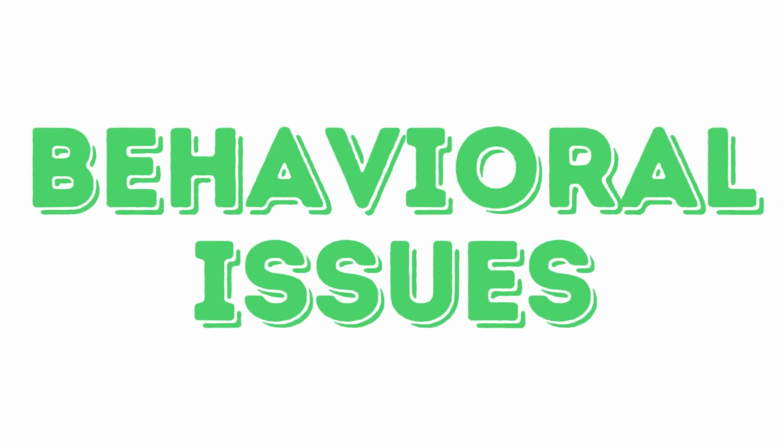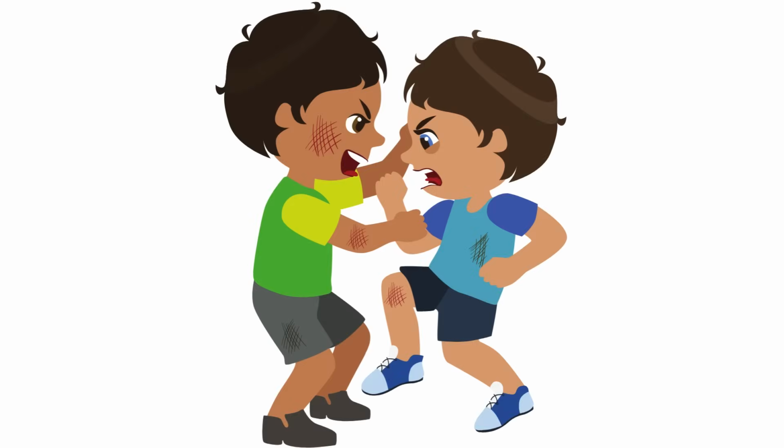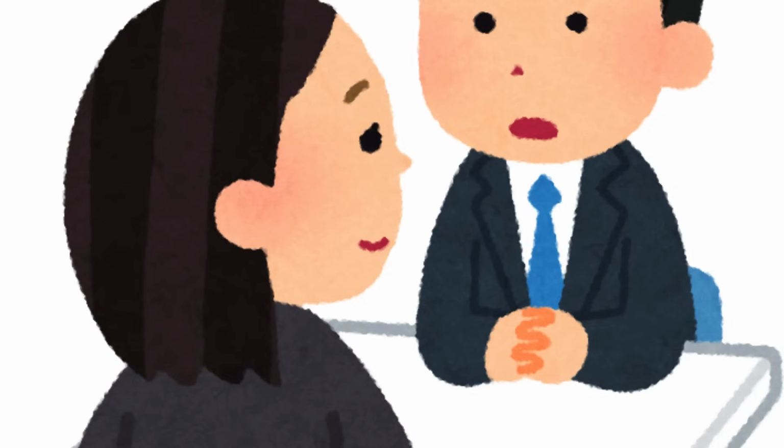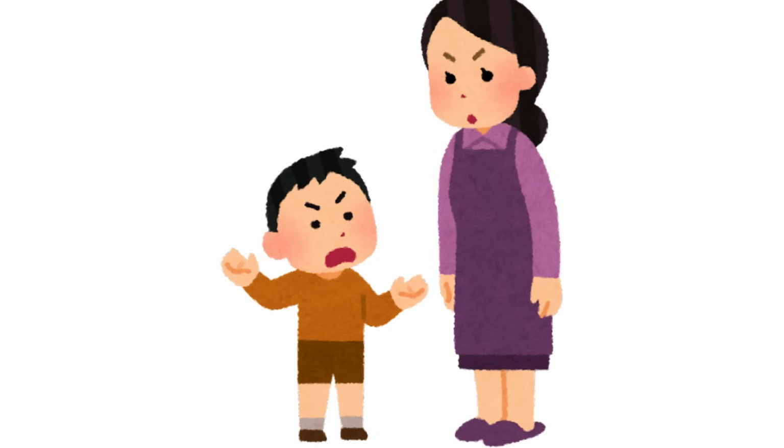Case Study 2. Addressing Behavioral Issues in Early Childhood. Background: Raj, a 7-year-old boy, exhibits aggressive behavior both at home and school. His teachers report frequent outbursts and difficulty following instructions. His parents are concerned about his ability to form positive relationships with peers.